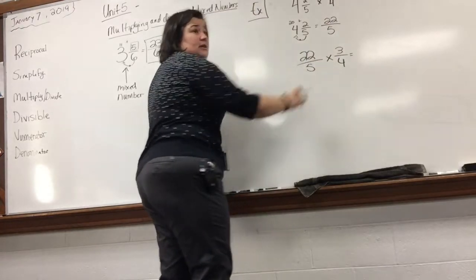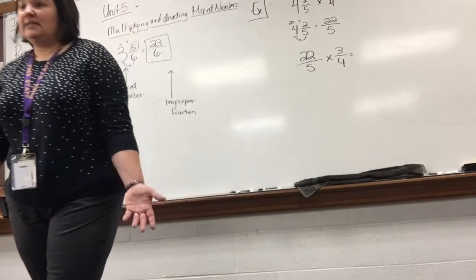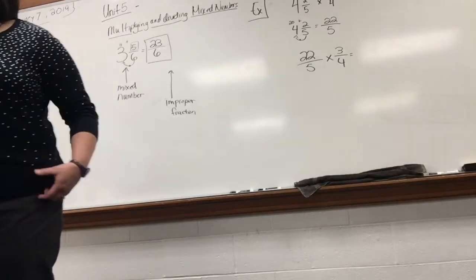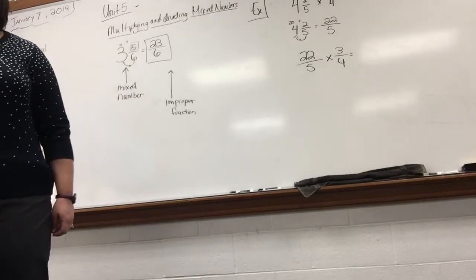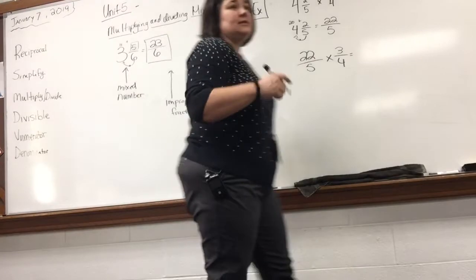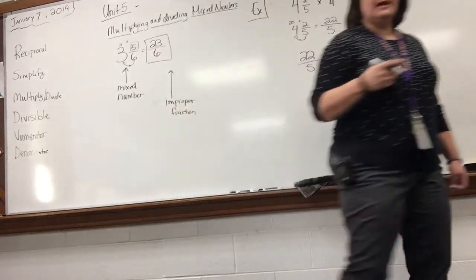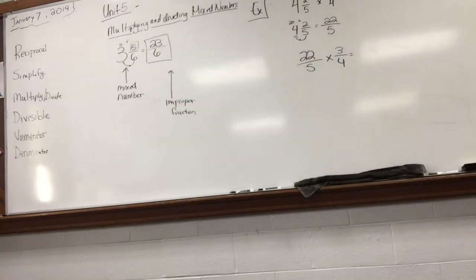This part is where it's the same, right? You already have the rules for multiplying fractions. Somebody walk me through this. We're listening for the math language. Who's going to walk me through this? How do I solve this problem? 22/5 times 3/4. We can do this.